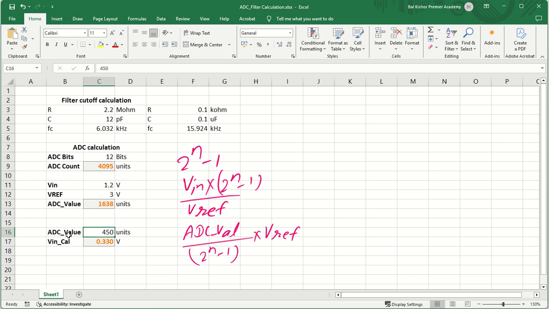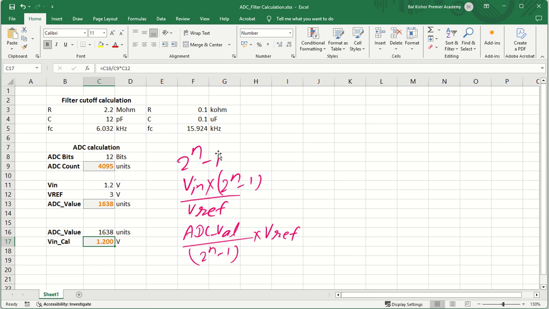Now let us say you have got some ADC value output and you want to find out what my input was. So the V input calculated, let us say you got an ADC value of 450 units. What will be the analog output? That will be 0.33 volt. Let us say for 1638, I should get 1.2. So 1638 is going to be 1.2 volt output.